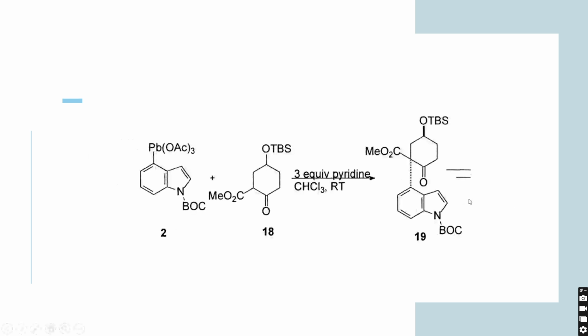Then another example from the same topic, where now the substrate, if you see, is a beta keto ester, which contains an acidic proton, and it is treated with this aryl lead triacetate in the presence of three equivalents of pyridine base. The position containing the acidic proton abstracts the aryl group to give us arylation at the alpha position of the ketone. So this is the product that you can expect.